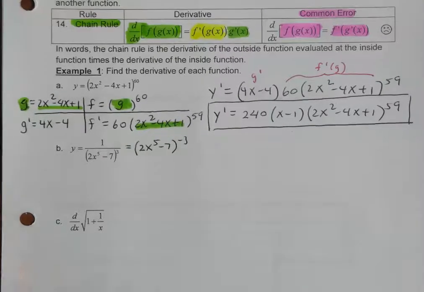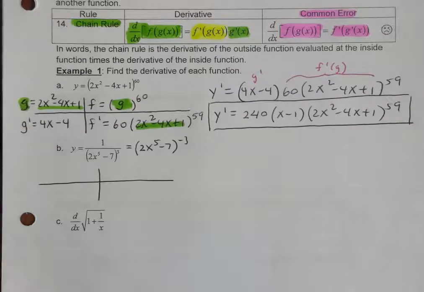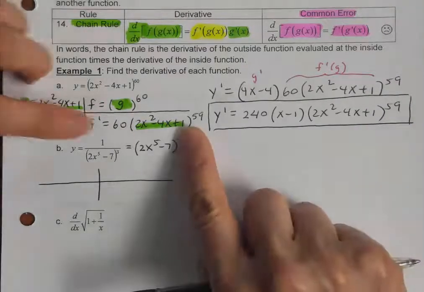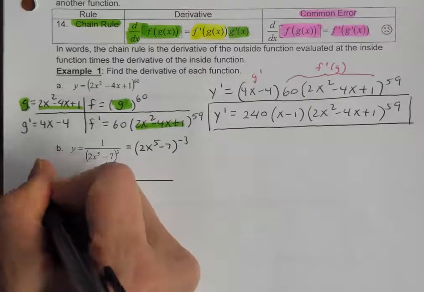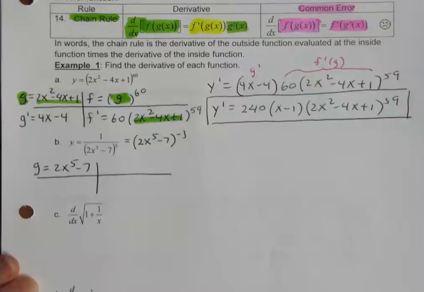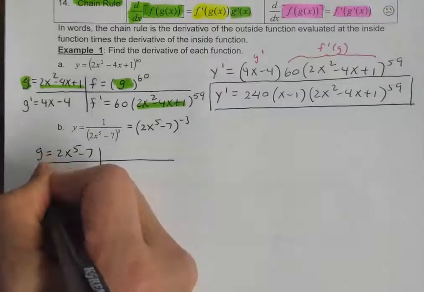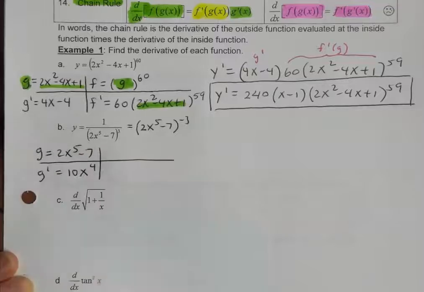And now I'll set up my template as I have up here and then figure out what my inner and my outer is. So I just cover up this outer part here, and what is in parentheses is going to be my inner, so I'll call that my g. So g is equal to 2x to the 5th minus 7. Take that derivative. G prime is equal to 10x to the 4th power.